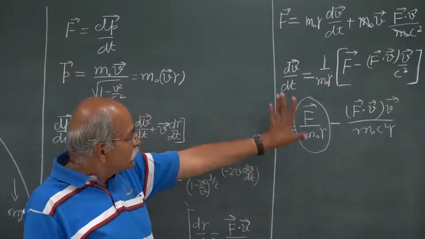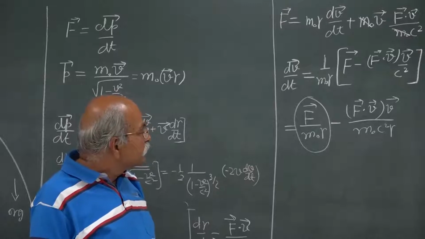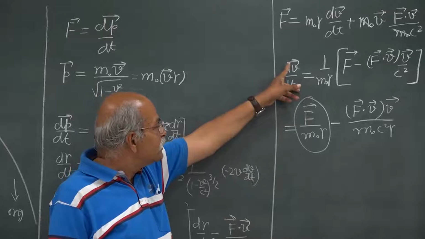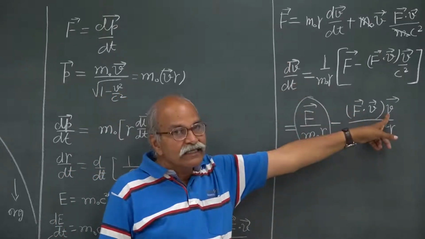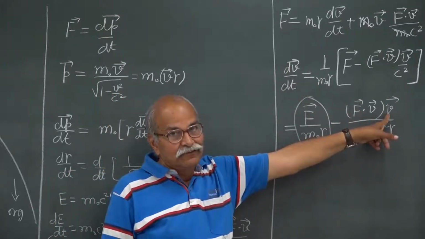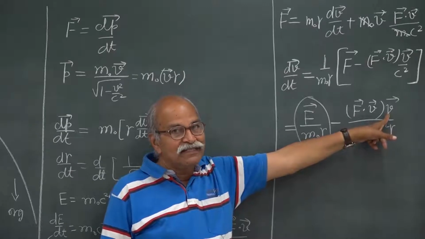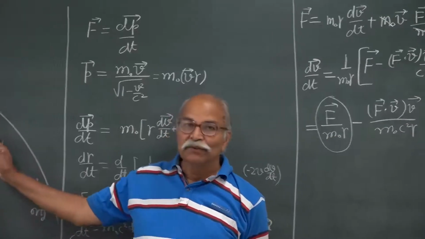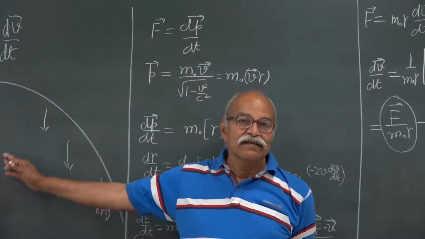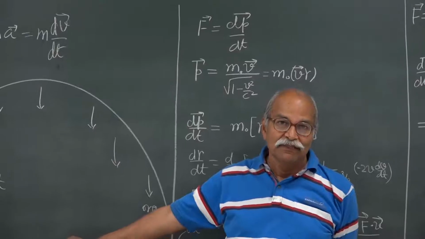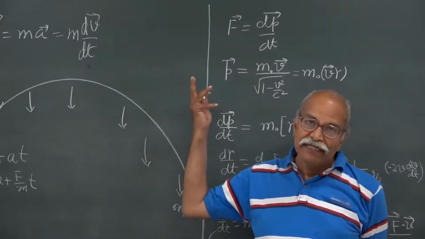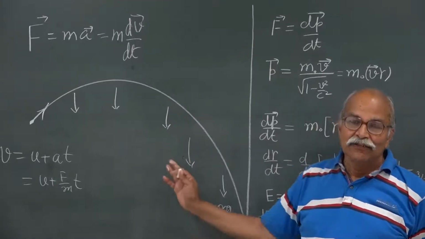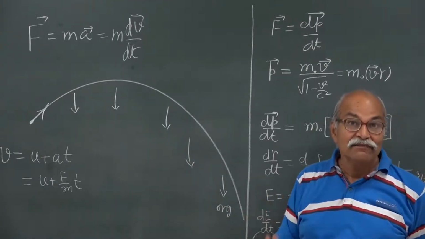Now if you look at this equation, the first thing is that dv/dt, the acceleration, also has a term which is in the direction of the velocity. Force need not always be in the direction of velocity. In the projectile case also, force is always in the vertically downward direction, but the velocity is very different. In this picture, nowhere is the velocity in the vertical direction. So F and v are not parallel to each other.